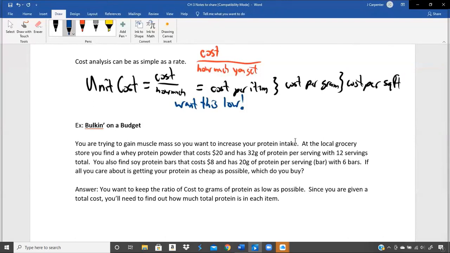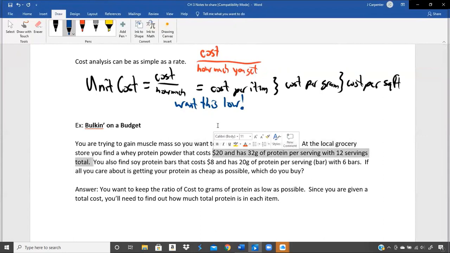So you go to the local grocery store and you find one of those big jugs of whey powder, and the sticker price on it is $20 and it has 32 grams of protein. And I did go to Kroger recently to research this. And it's $20 and it has 32 grams of protein per serving with 12 servings total. So this is scenario A. You can buy a big jug of powder and that jug is a $20 sticker price.